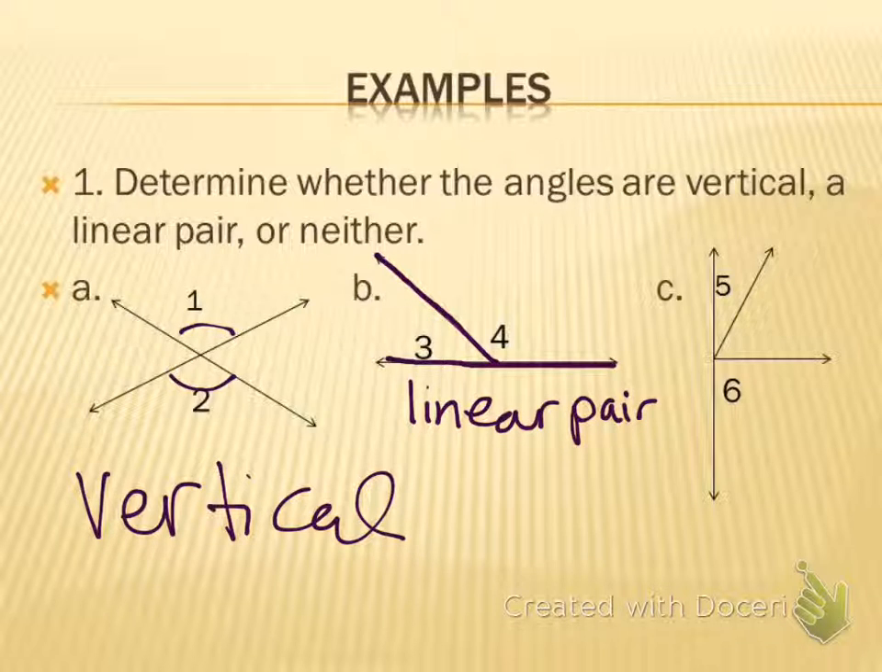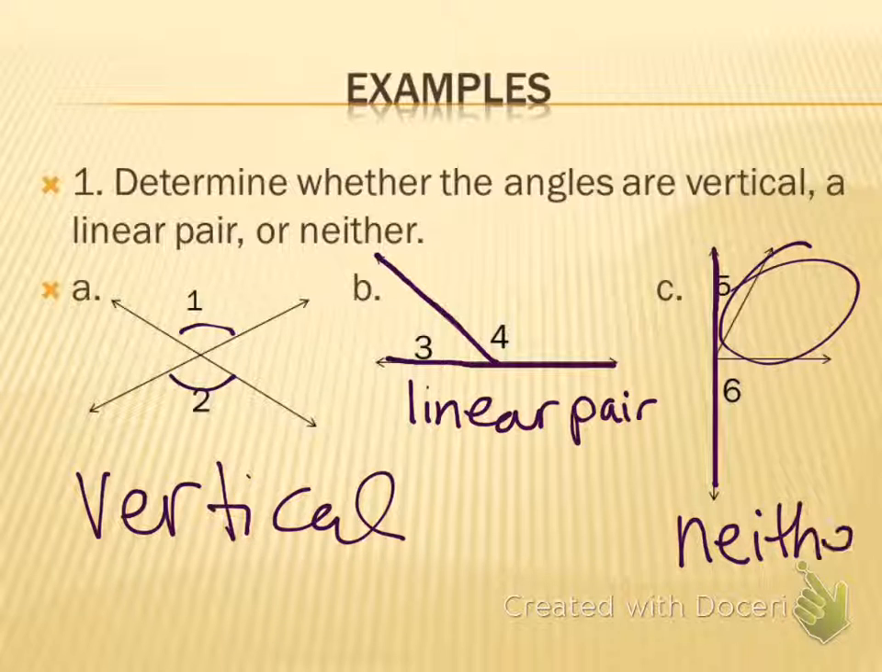All right, and last, this might look like a linear pair because when you put them together, they form a straight line, but are they adjacent? Adjacent means right next to each other. So are 5 and 6 right next to each other? No, you have this guy in there messing it up, okay? So C is actually neither.